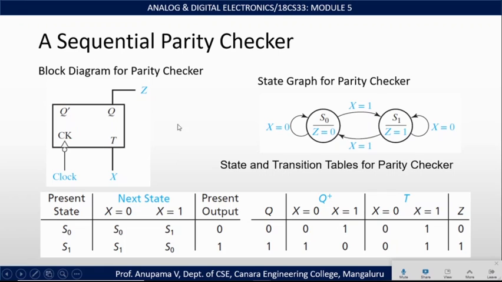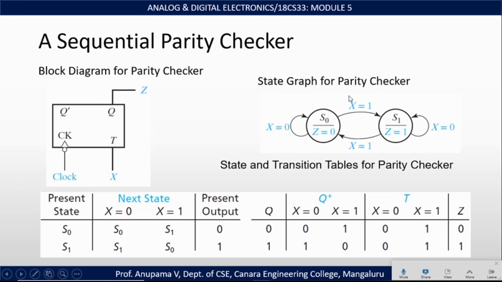So, this is the block diagram of a sequential parity checker using a T flip-flop. In order to store the current state of the sequential circuit, I should have some flip-flop or memory. Memory is nothing but a flip-flop. So, here I have used a T flip-flop. Hence, it is a sequential parity checker using a T flip-flop. You can use a D flip-flop or JK flip-flop or SR flip-flop, but here I have used a T flip-flop. And this is the state graph for the parity checker which we have drawn earlier.